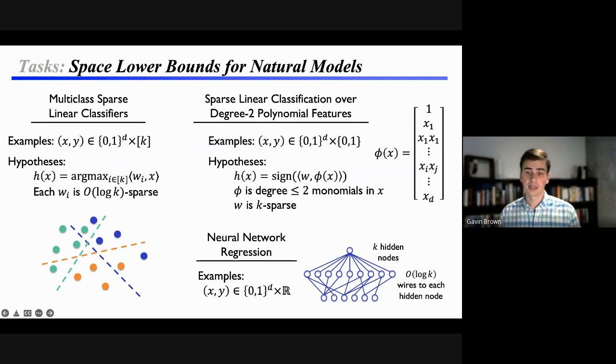Our final task is a regression problem for one hidden layer neural networks, where there are k hidden nodes, and each node has at most log k wires coming into that node. So, to restate, for each of these problems, even though the final classifier is itself small, we prove lower bounds that depend on the ambient dimension of the feature space, much larger than this kappa parameter.